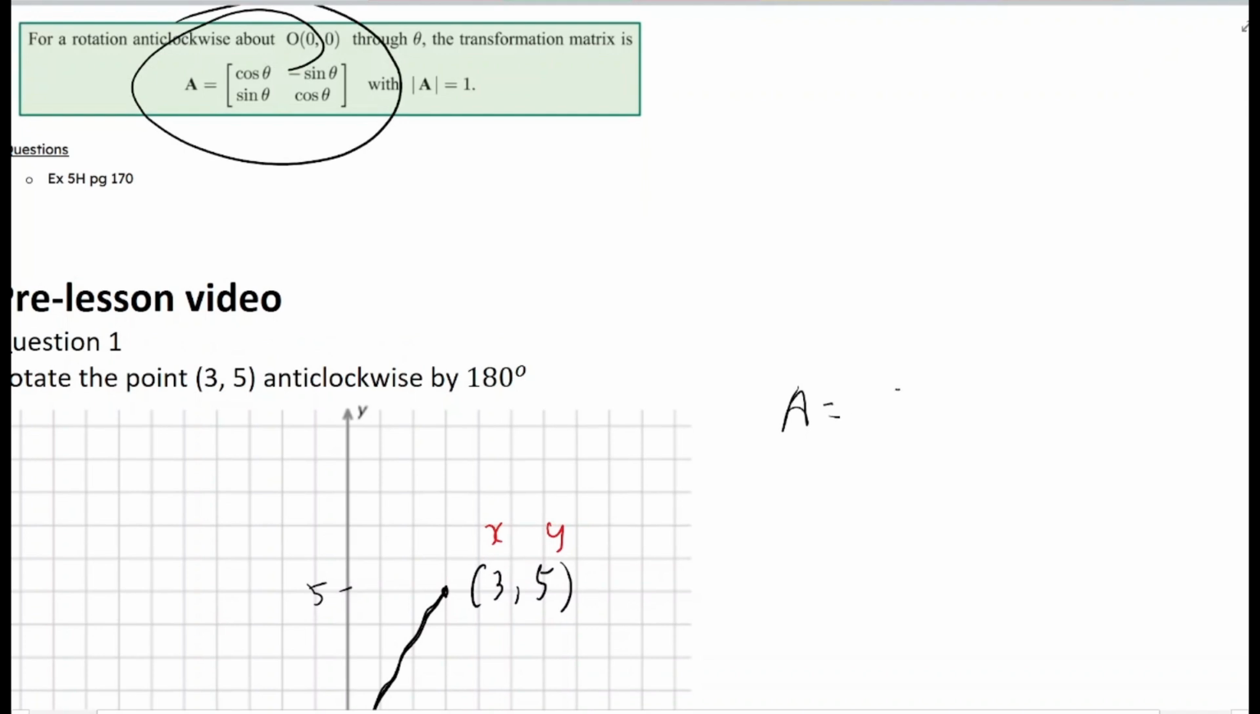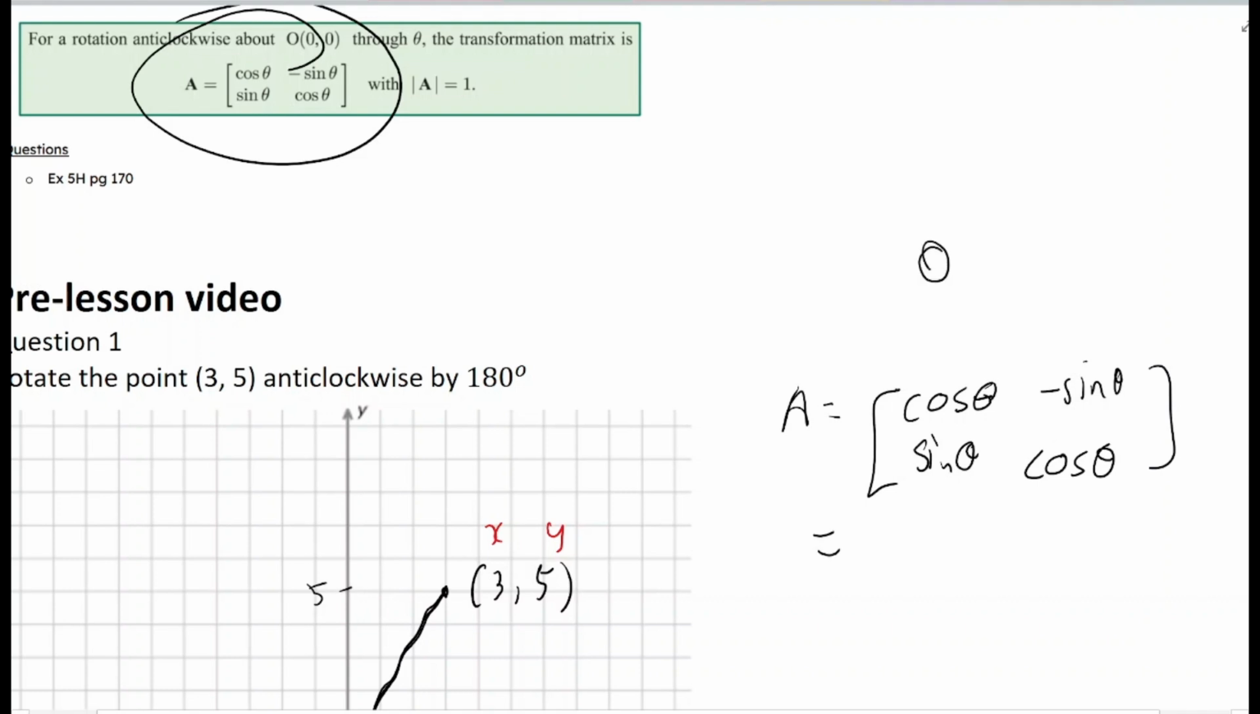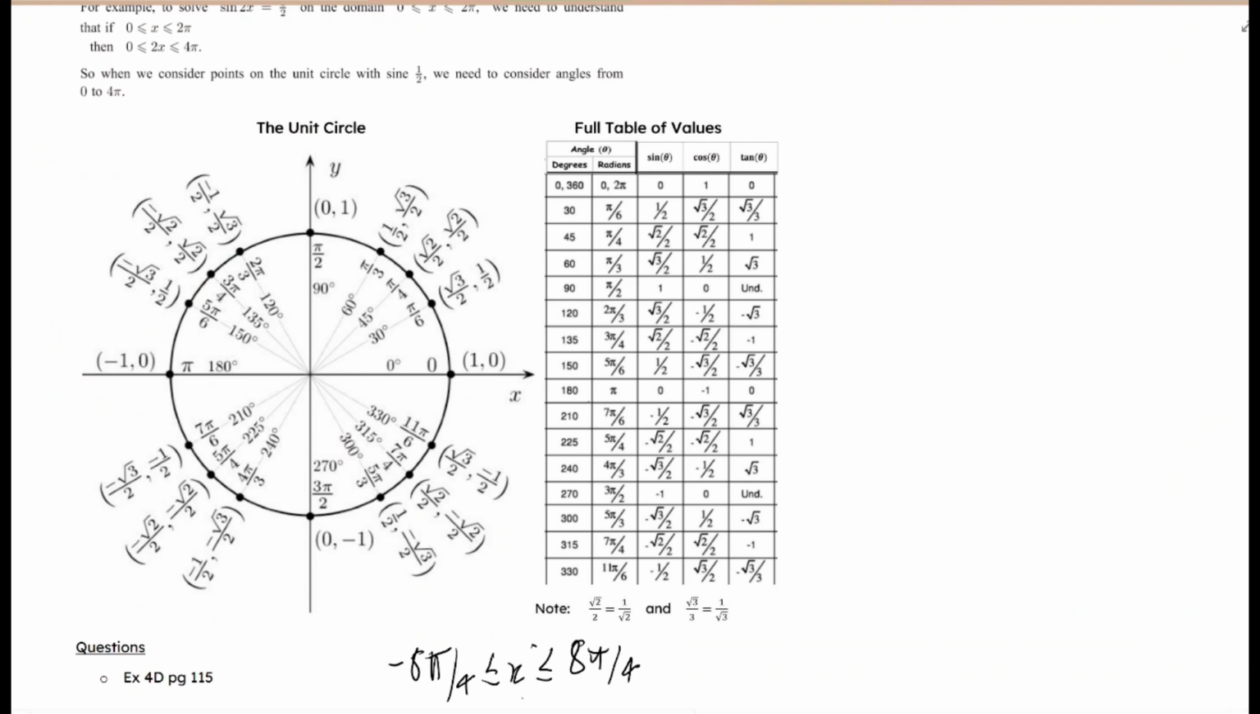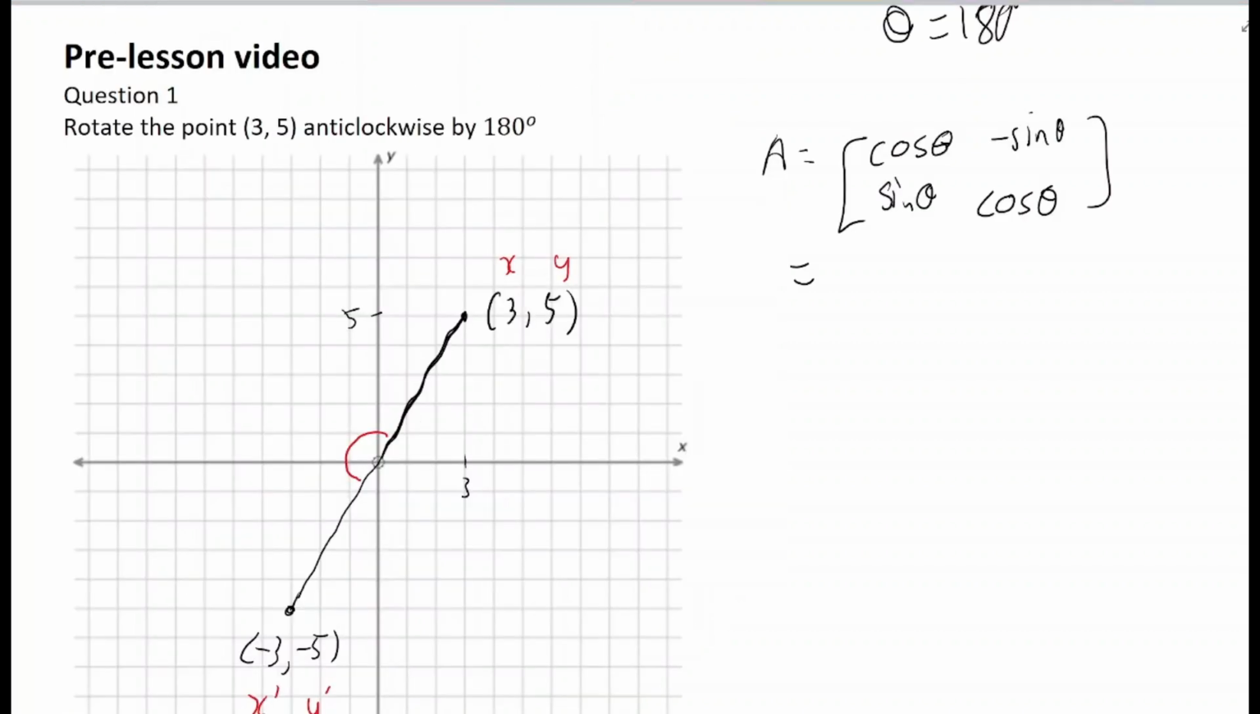So we define this matrix A, and it's going to be cos theta, minus sine theta up the top right, and then sine theta positive down the bottom left. And then we know here theta is 180 degrees. So you just have a look at your unit circle, and you figure out cos of 180 is -1, and the sine value is 0. So our rotation matrix here, all the coses will become -1, and all the sines will become 0. This is our matrix A.